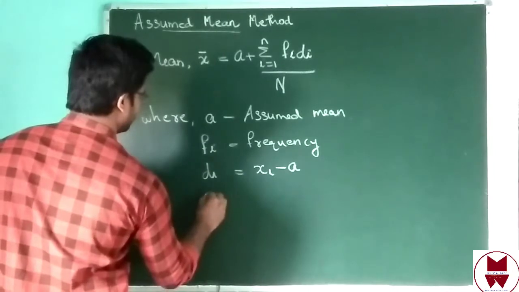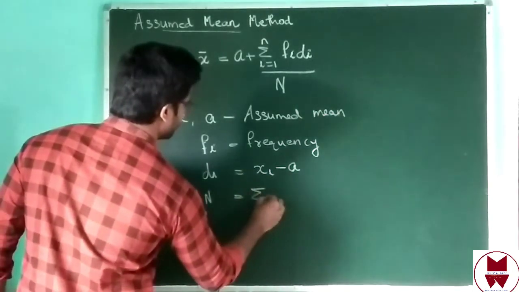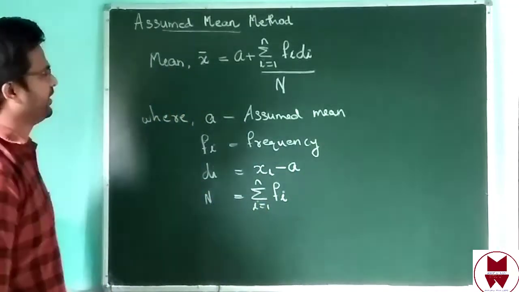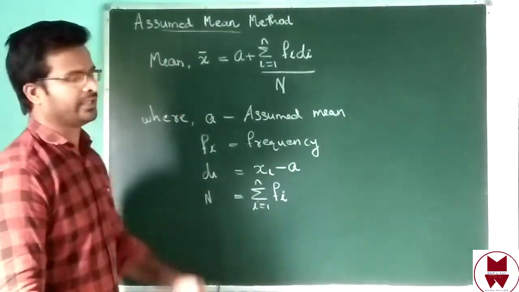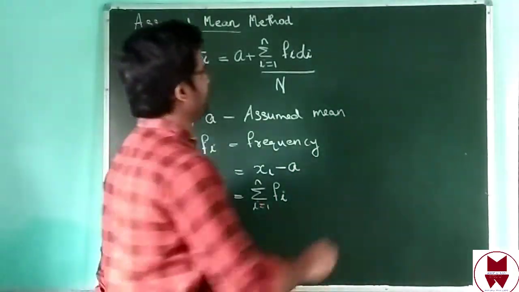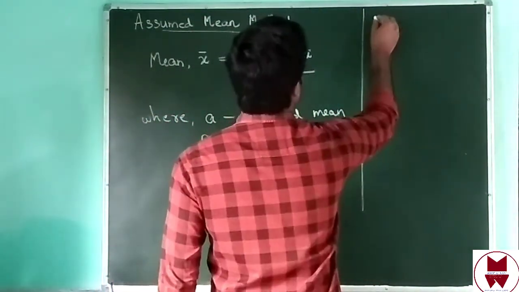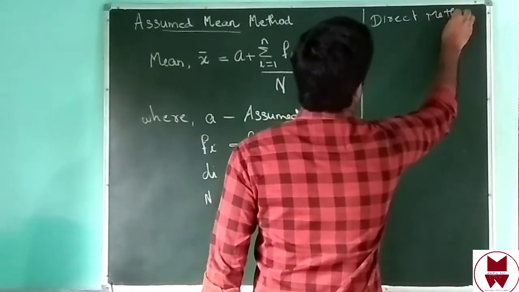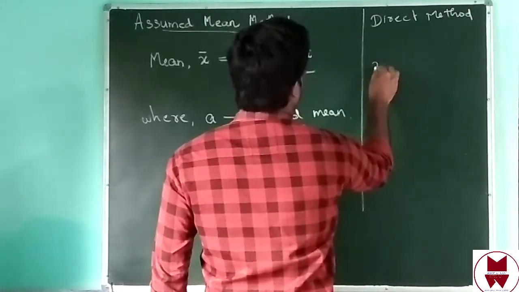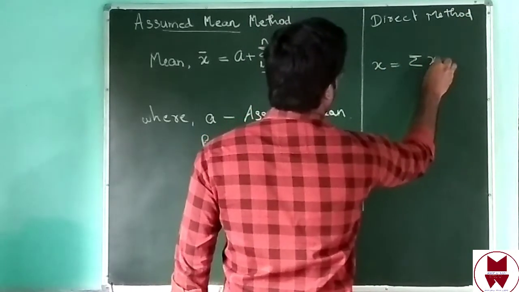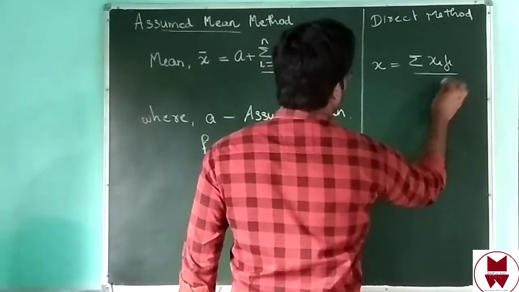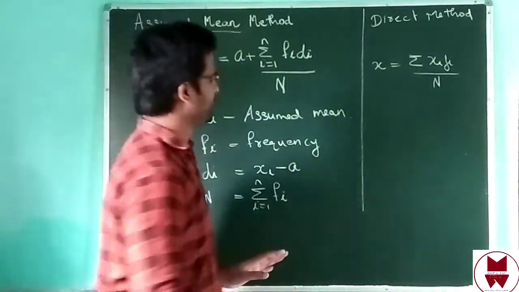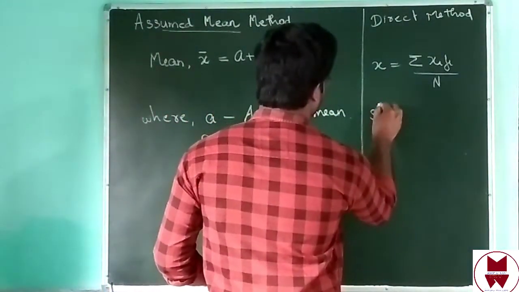Then n means sum of i equal to 1 to n frequency. Sum of frequency is n. Then this is the third method, the assumed mean method. Already we have studied two methods. First one is the direct method. That time we use one formula, that is sum of xi fi divided by n. In the direct method we have studied this formula. Then next, step deviation method.